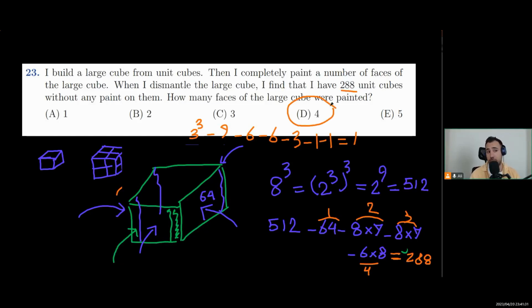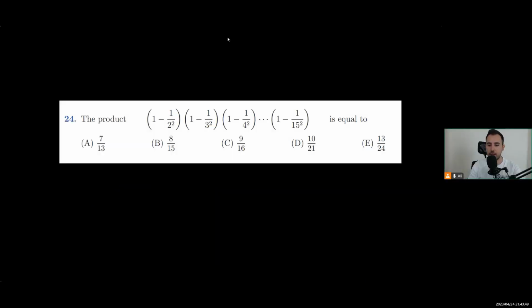It's too difficult for question 23, or there's something I don't know, right? I'm not doing it well, but too long. But that's the answer, 4 faces. Okay, let's go and do question 24. Question 24 is rather easy.